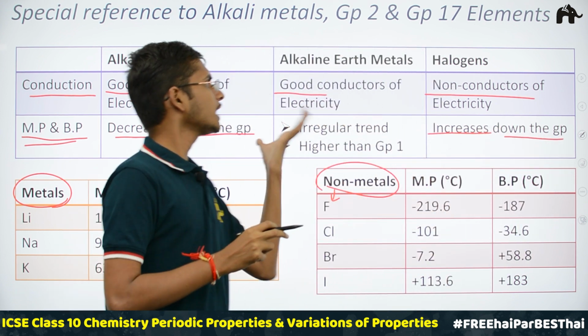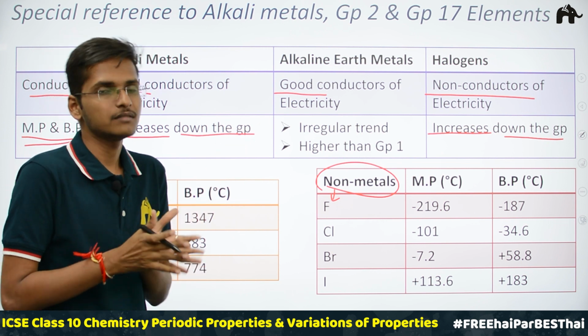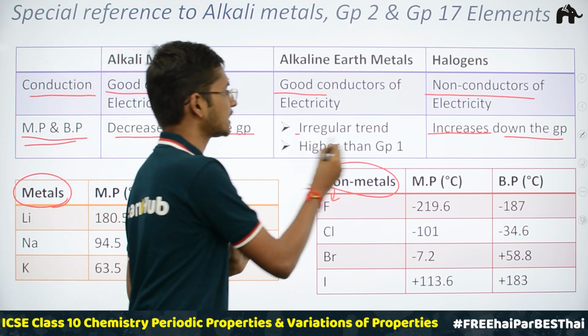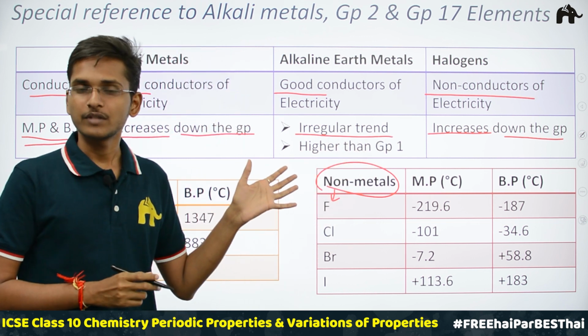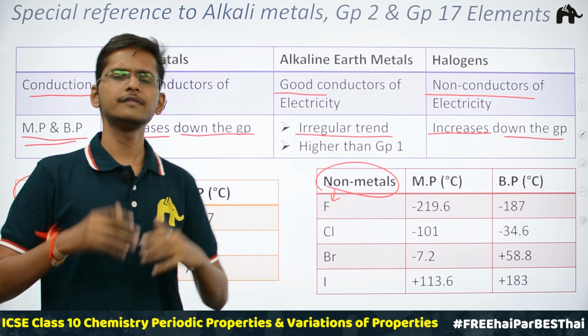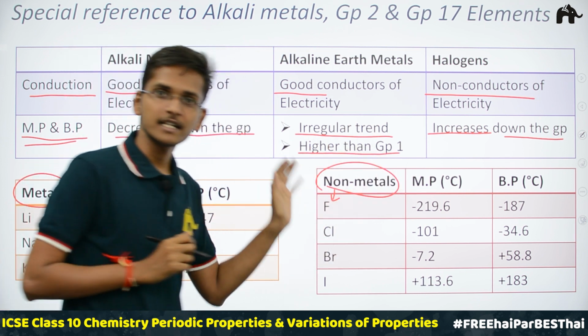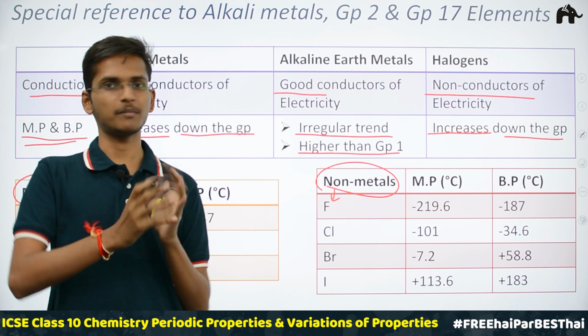Okay, now moving to the alkaline earth metals. So they don't show a regular trend in melting point and boiling point. Okay, but yes, again the same thing. They are saying that just like how we are harder than alkali metals, we have higher melting point and boiling points than alkali metals. Okay, so in this way you remember.